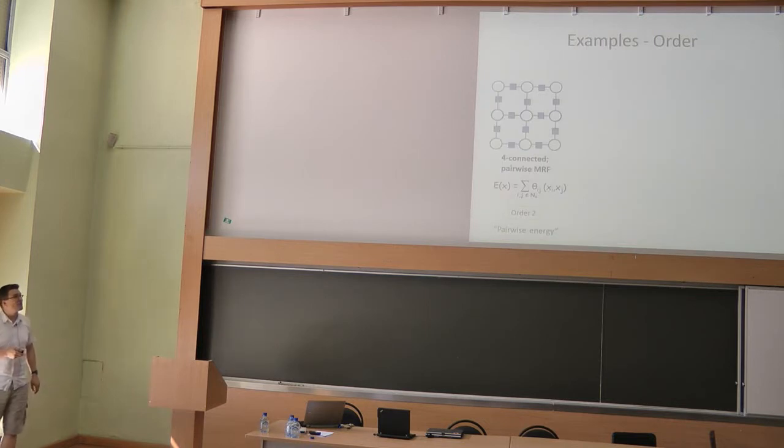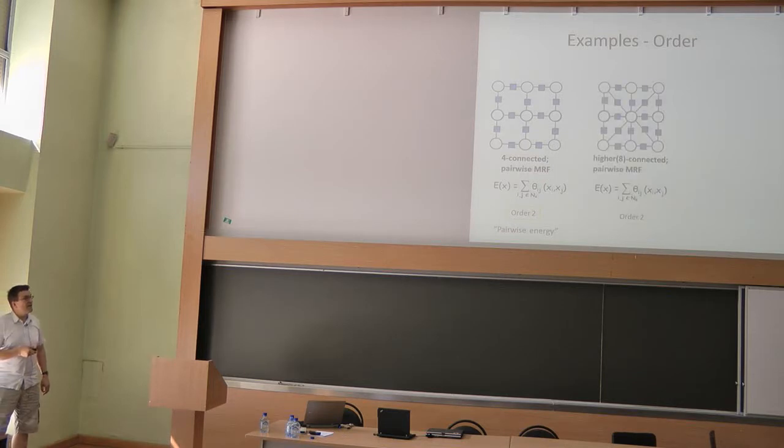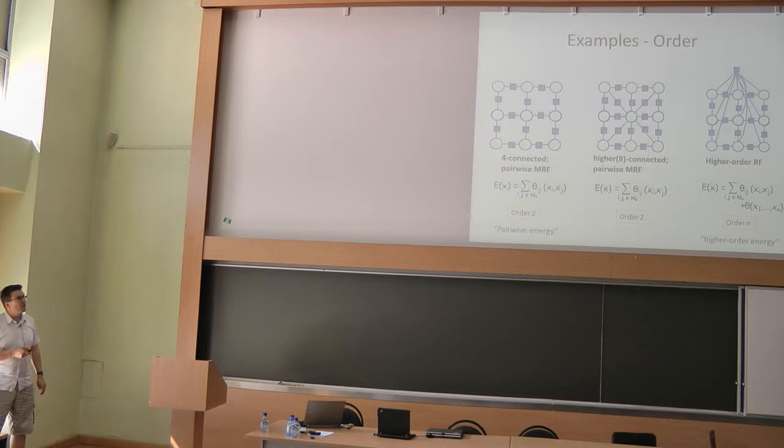Okay, so some examples of factor graphs, and I will go through a lot of applications using these different factor graphs. So this is 4 connected with order 2, a so-called pairwise energy. We've got just these factors here as 4 connected. We can have highly connected. This is an 8 connected, where a central pixel is connected with 8 neighbors. And then this is a higher order random field, where there is one factor here which connects to all of the variables.